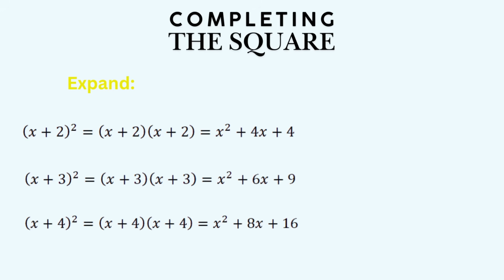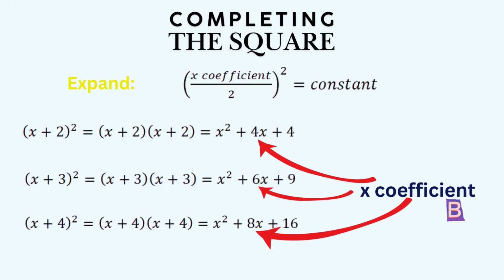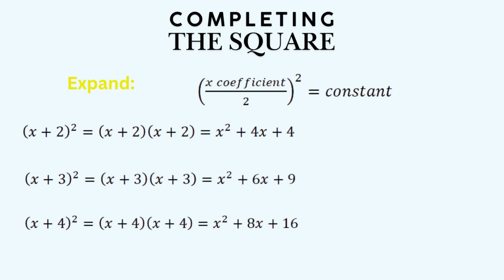If we expand (x + 3)² and (x + 4)² in the same way, we'll end up with what you are seeing on the screen. Notice that in each expanded expression, if you divide the x coefficient by 2 and square the result, you end up with the constant. For example, in the first one, 4 divided by 2 is 2. The square of 2 is 4. If you look at the second expression, 6 divided by 2 is 3, square the 3, and you get 9. It's the same for all perfect squares.